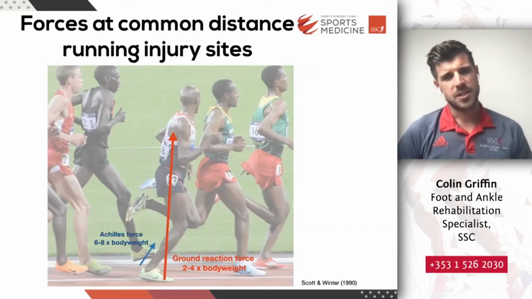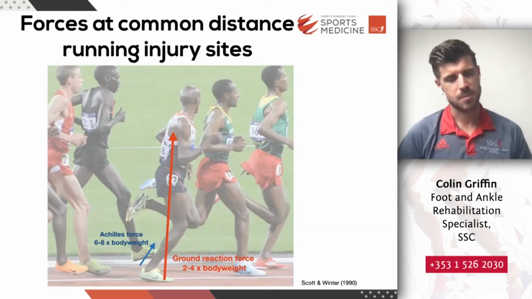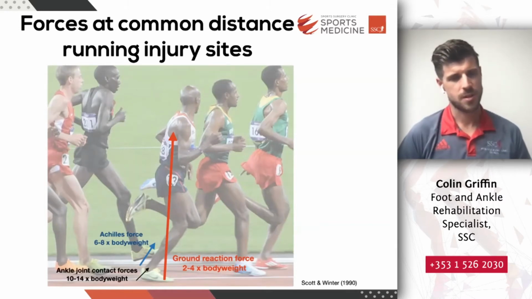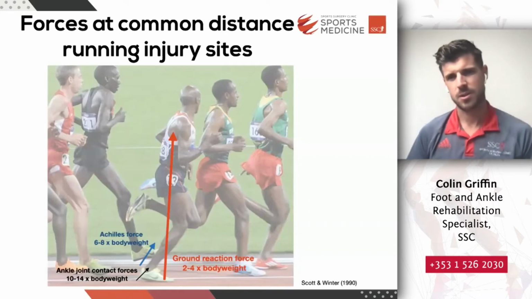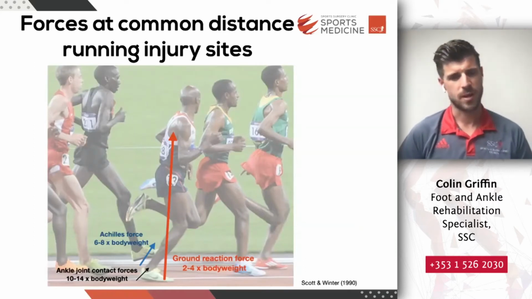But the force going through the Achilles tendon as it stretches, so the calf muscles contract and the Achilles tendon stretches, that can be 6 to 8 times body weight, again depending on the speed. But the contact forces at joint level, so at the ankle joint, that's 10 to 14 times body weight. That's like a suction force where you've got bone on bone contact, and that's where the cartilage comes into play to try and help to shock absorb that.